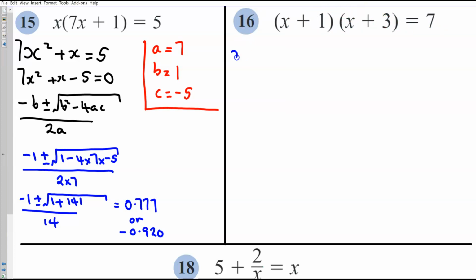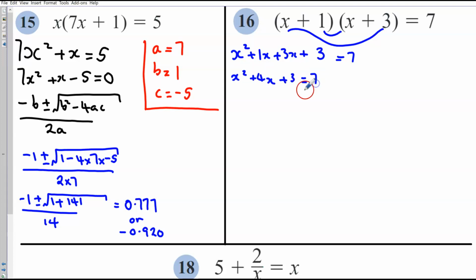So I do front times front, then I do back times back. Then I have a middly bit, that little bit there, and then I do the outer bit. Tidy it all up. And I'm going to take away 7 from both sides so that it equals 0. So take away 7 down to minus 4. Okay, and then I'm going to go into the normal routine doing the formula. So pause the video now and you do it yourself.